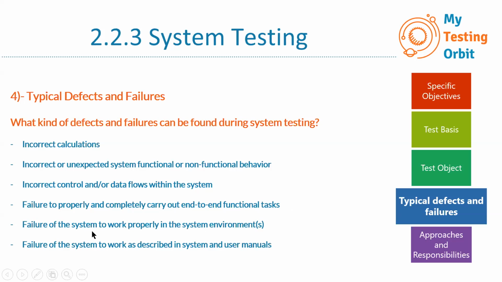Next one is failure of the system to work properly in the system environments. So let's say that something, as I said earlier as well, is working in the test environment, but the same thing you release to production and it crashes. Something is not working over there. It can be functional, it can be because of some data type, it can be the configuration changes or the structural changes, the architecture changes of both environments.